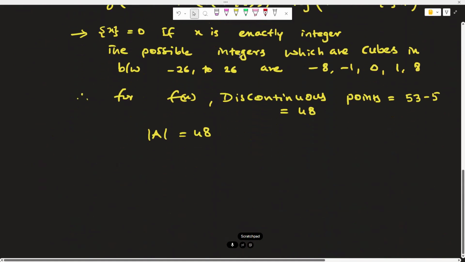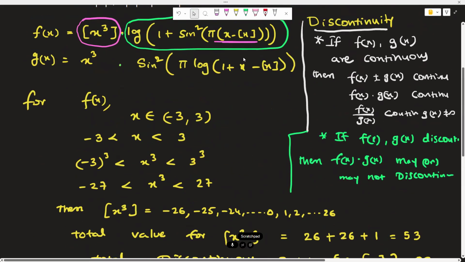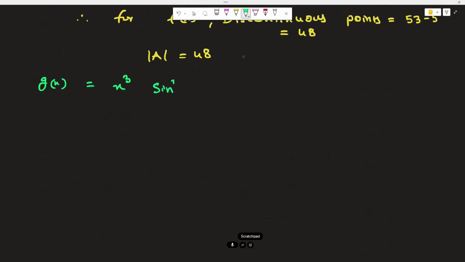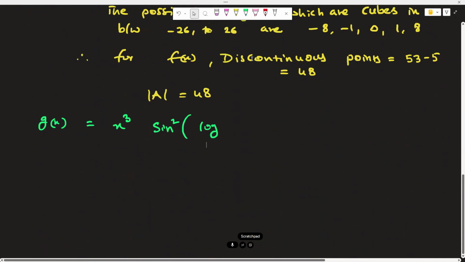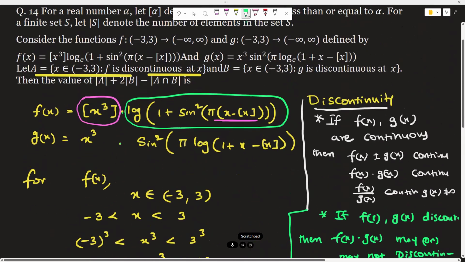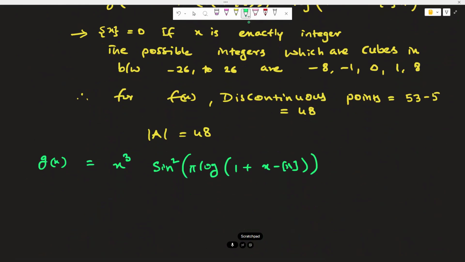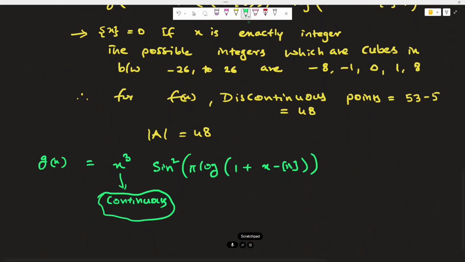G of x is a function defined as x cube sine square pi of log of 1 plus x minus step x. Is it correct? Okay. So it is clear that x cube is everywhere continuous. So completely the discontinuity depends upon the value of this here.